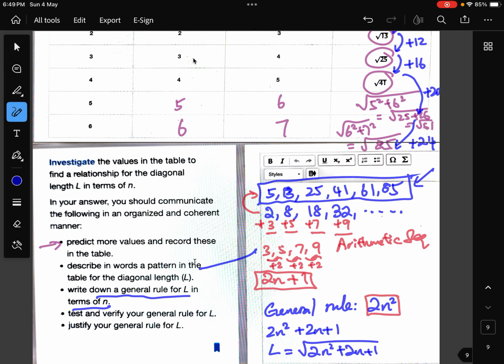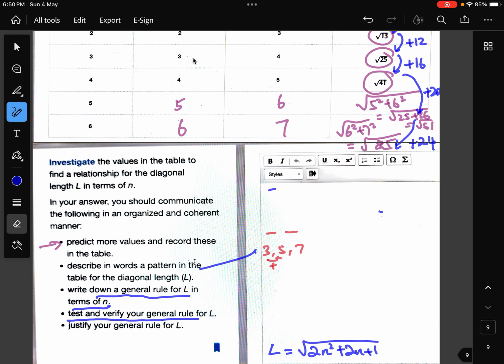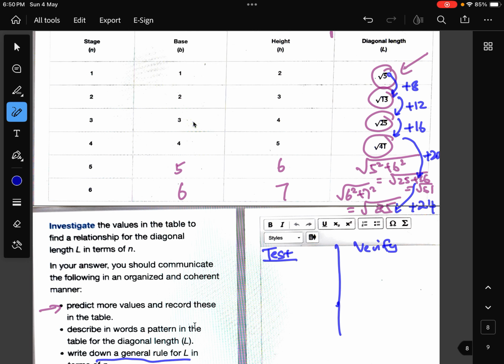Okay, so now we're going to test and verify whether this rule actually is a correct rule that we formulated in the first place. So let me show you how we can test and verify this using the general rule that we just came up with. When it comes to testing of the general rule, I'll put test and I'll put verify here, and I'll show you the differences between these two. When it comes to testing, you want to make use of these numbers here because these are all given to you from stages 1 to 4, and you could pick any of them.